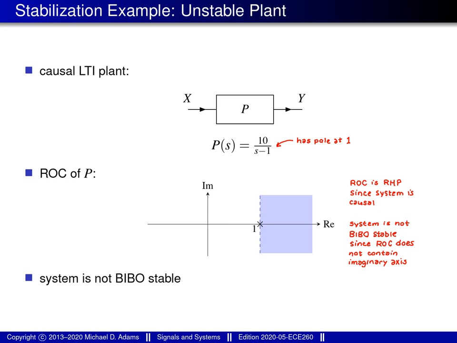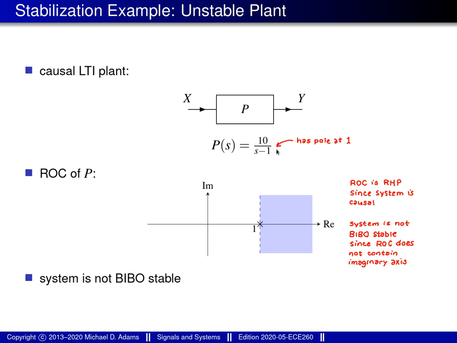In this example, we're given a causal LTI plant with the system function P given by this particular formula here. Then we're asked to do the following. First, we're asked to show that this plant is not BIBO stable. Then we're asked to stabilize this unstable system using two different methods. The first method is using pole-zero cancellation, and the second method is using feedback. Lastly, we're asked to identify any practical issues with either of these methods.